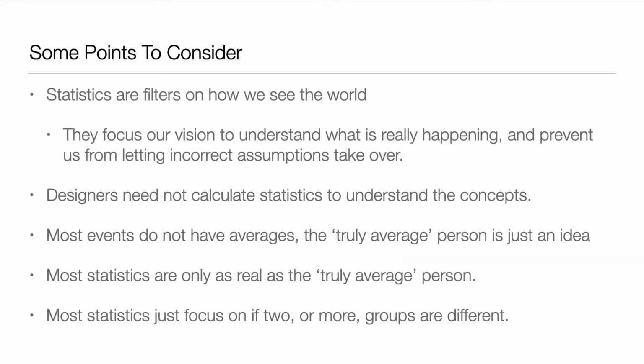So, what is a statistic? Well, these are things that help us filter how we see the world. Statistics focus our vision to understand what is really happening and prevent us from making incorrect assumptions over time. Now, what kind of thing is that? So you've got issues like gender inequality and gender bias. Now, you might work in a company which has a fantastic equality scheme, and there's no pay gap or anything. Men and women are paid the same and treated the same.